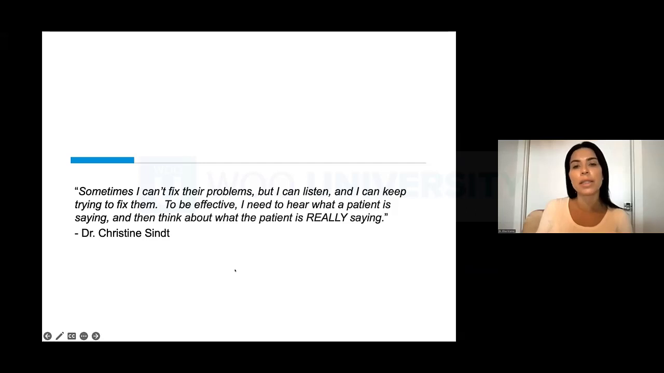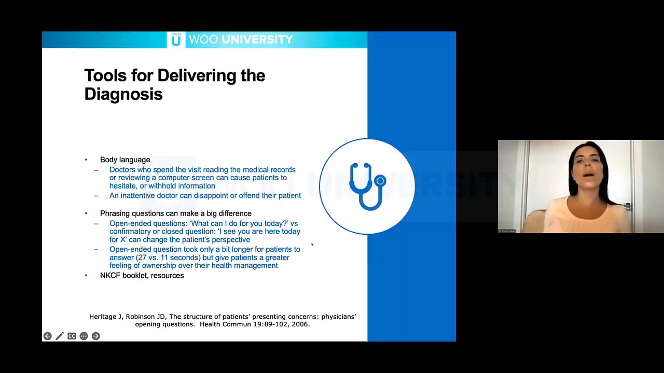But the best thing we can do is actually hear what they're saying, listen to them, not just have automatic responses, but really process it and see how we can help this individual person and not just think about it like a condition, right? So how do we deliver the diagnosis? Body language is really important.